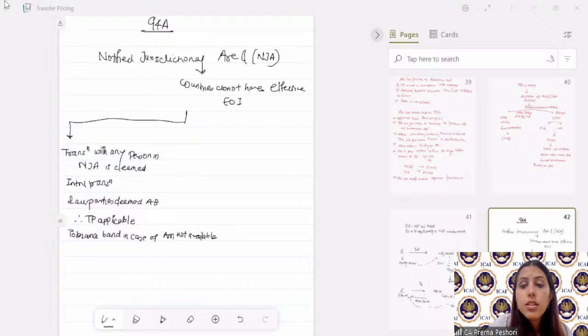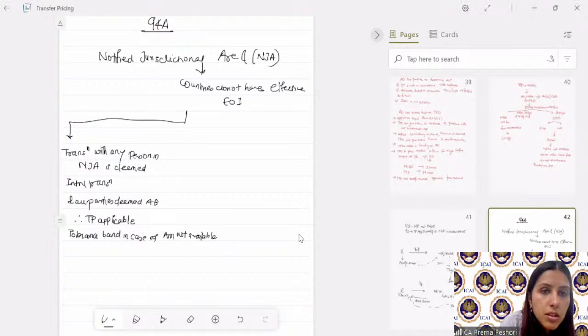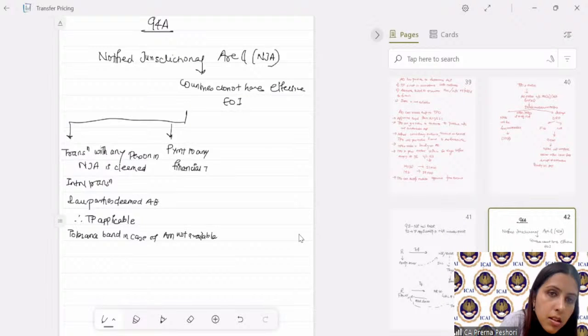If the transaction is with a person located in NJ, or any financial institution located in NJ, that particular payment will not be allowed as deduction unless the assessee authorizes CBDT to seek the information from the financial institution. So payment to any financial institution is not allowed as deduction.